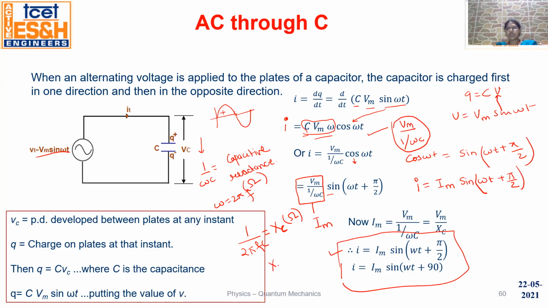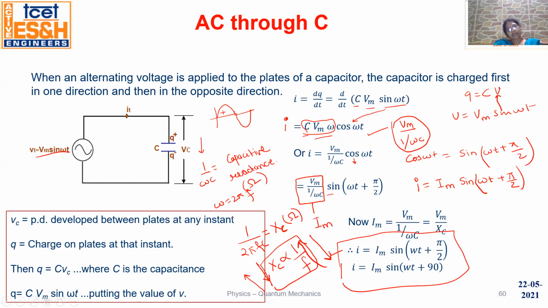So from here you see that Xc is having inverse relationship with the frequency. What kind of relation? Inverse relationship. It means if frequency increases, then capacitive reactance decreases. If frequency decreases, then capacitive reactance increases. So you have Xc inversely proportional to 1 by f, or frequency.